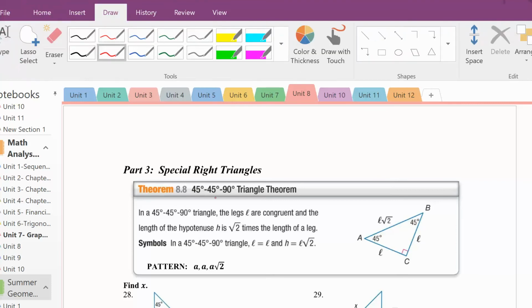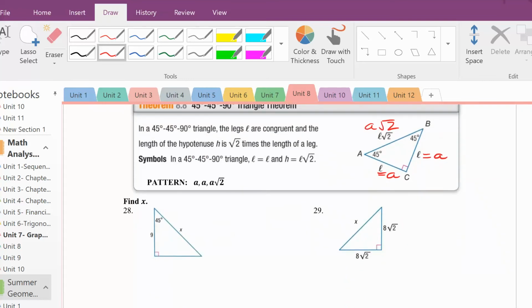There is what's called a 45-45-90. That's where both non-right angles are congruent. So we have the two legs and we have the hypotenuse, and in this case, the legs are equal to the same thing. So we'll say they're equal to A, and then the hypotenuse is the square root of 2 times A.